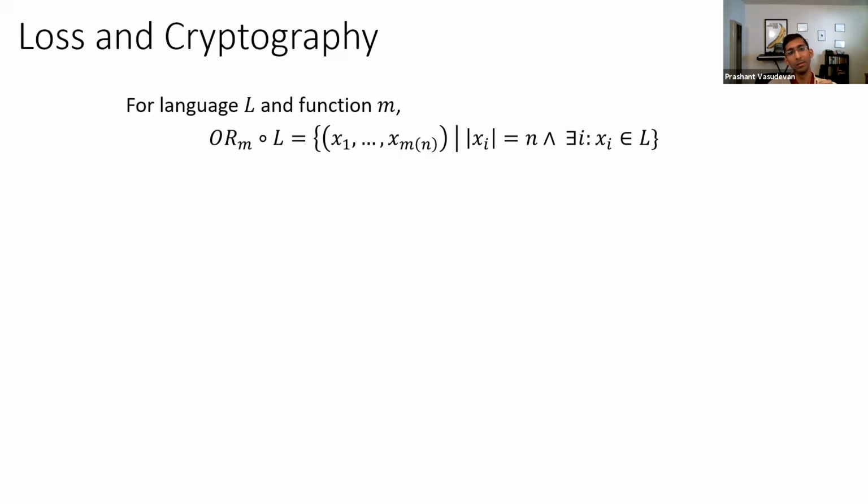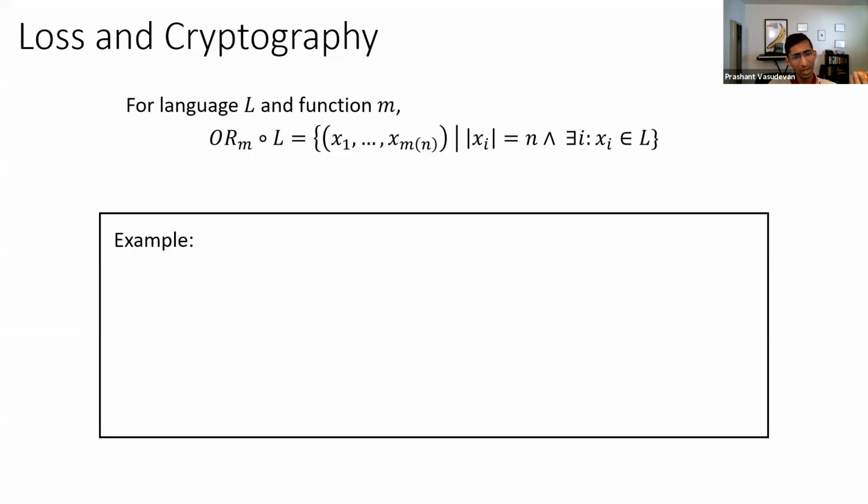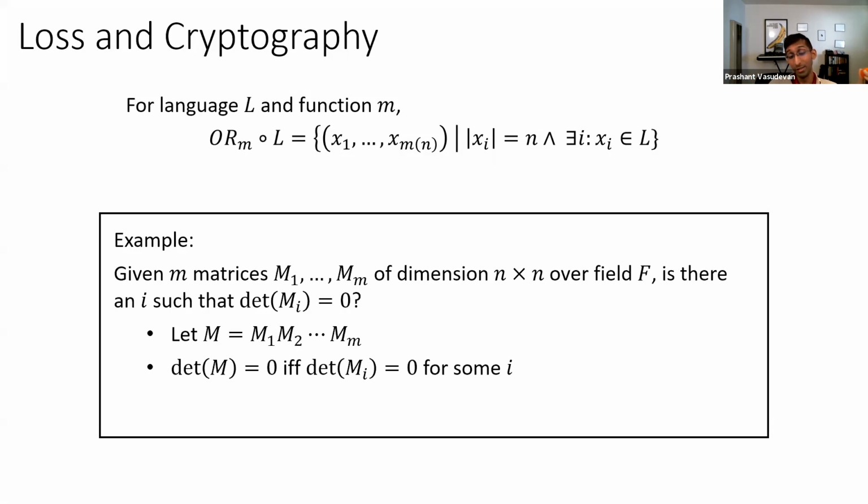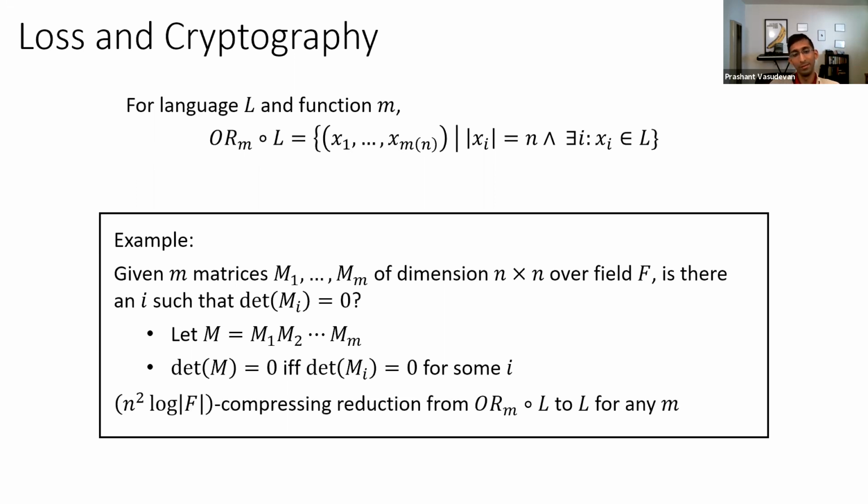And typically we will be thinking about reductions from languages of this form to other languages. As an example, again, you can take the language we talked about earlier, where I give you a matrix and ask whether the determinant is 0. There's a very nice compressing reduction from OR of this language to itself, right? You take all these matrices and just multiply them. This shrinks the input by a lot, and the determinant is 0 in the end if and only if there existed one whose determinant was 0. This is a compressing reduction for OR of this language to this language, and we'll be thinking of reductions like this.